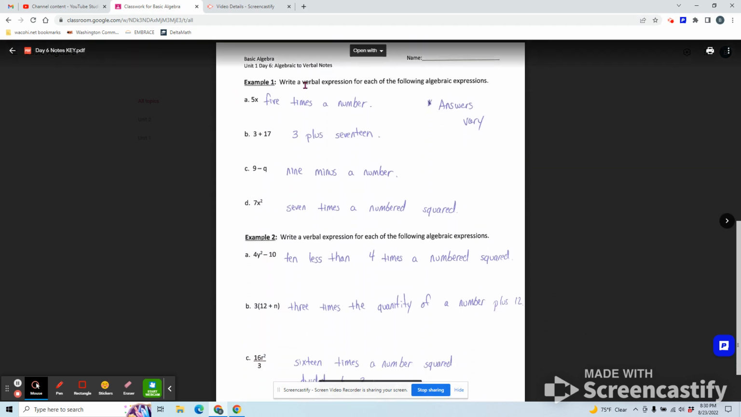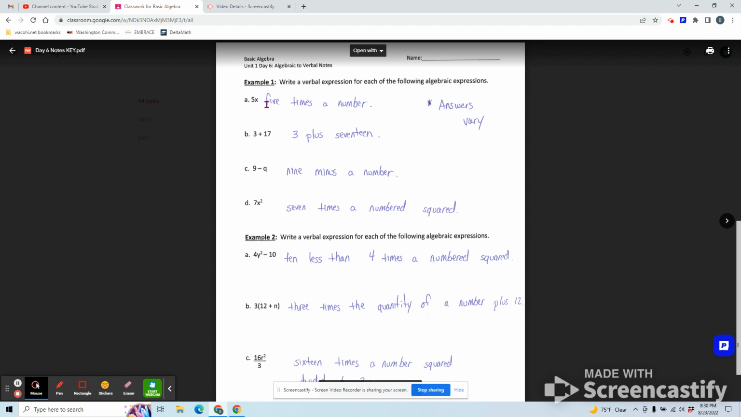So down here it says write a verbal expression for each of the following algebraic expressions. So you may notice this on the answer key. It's just saying that these are not the only answers. There are other ways that you can write this out. So think about, if you were to see 5x, if you were to just look at the problem, I want you to write down what you think.